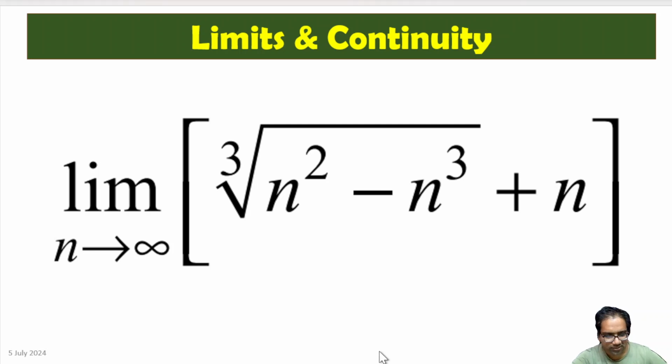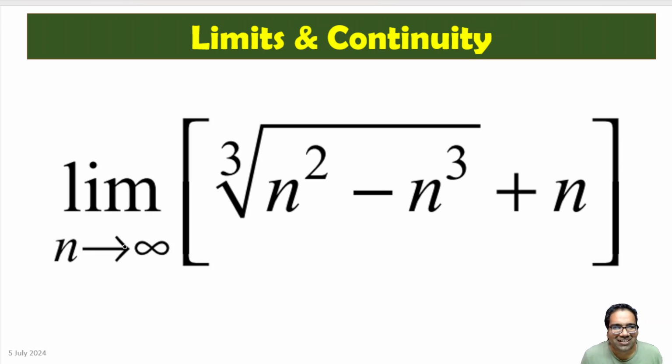We have the limit as n tends to infinity of the cube root of n square minus n cube, plus n. When n is tending to infinity, obviously n is tending to infinity, and we have n square minus n cube. Obviously this is a negative number because n square would be lesser than n cube, as n is a positive number tending to infinity. The cube root of this negative number is also a very big number, most probably going towards infinity. So we have a minus infinity here and a plus infinity here. How do we resolve this?